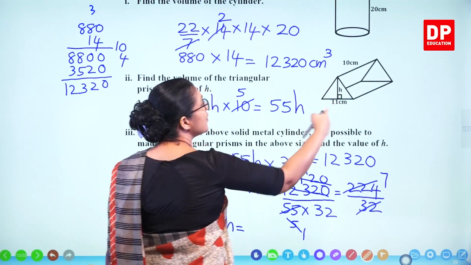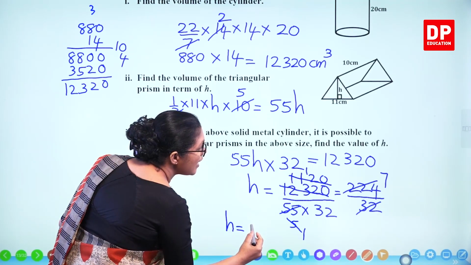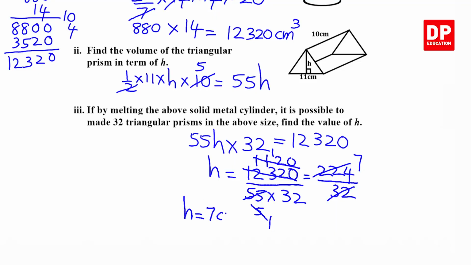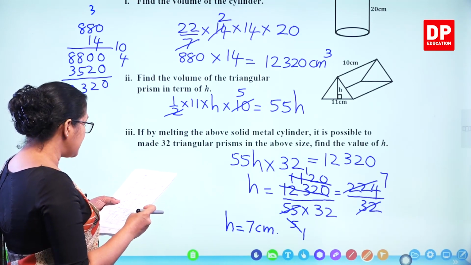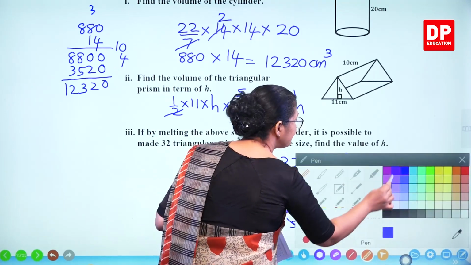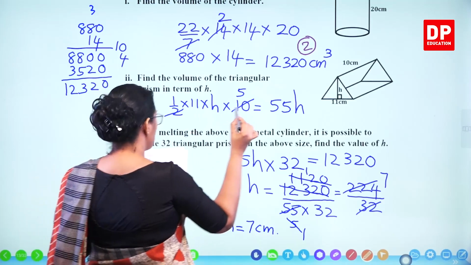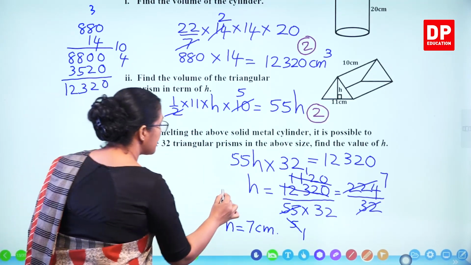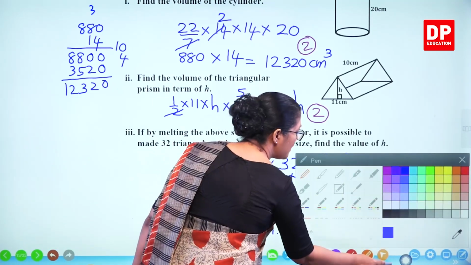So what's the height of this one, the prism? That's H is 7 centimeters. So this is in centimeters. So we'll look at the marking scheme. 12,320, you get 2 marks for this step. And 55H, 2 marks. And getting 7 centimeters, 2 marks. Now we'll look at the next part.